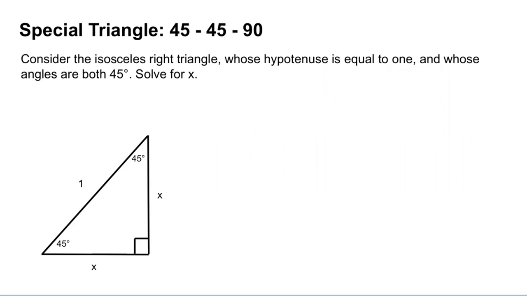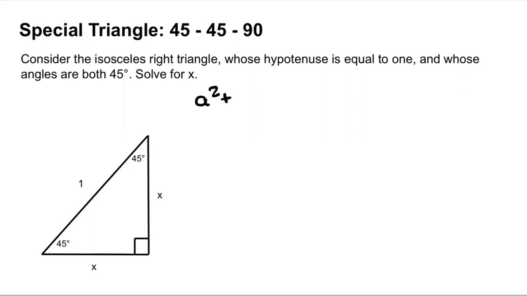So, for now, let's just look at this example. We're going to consider the following isosceles right triangle, whose hypotenuse is equal to 1 and whose angles are both 45 degrees. And we're going to solve for x. Even though we only have one known value, the other two unknowns are actually equal to each other. So we can use the Pythagorean theorem.